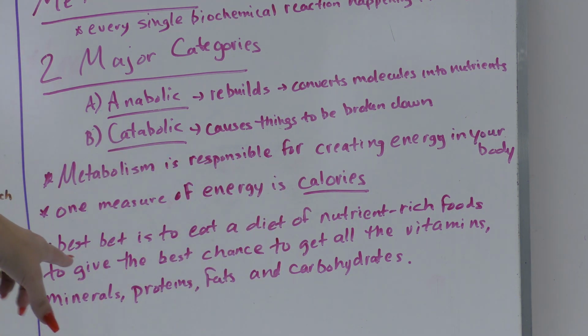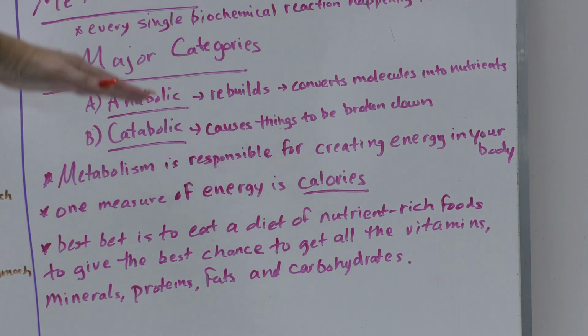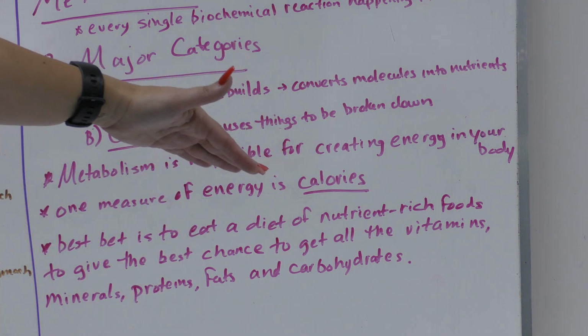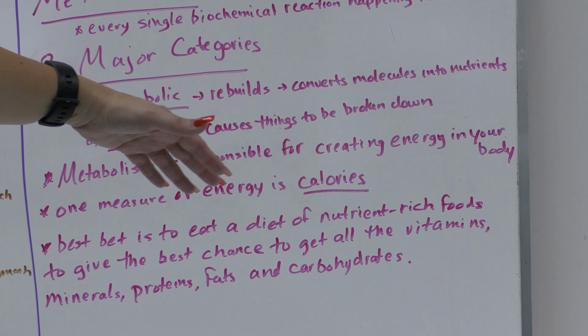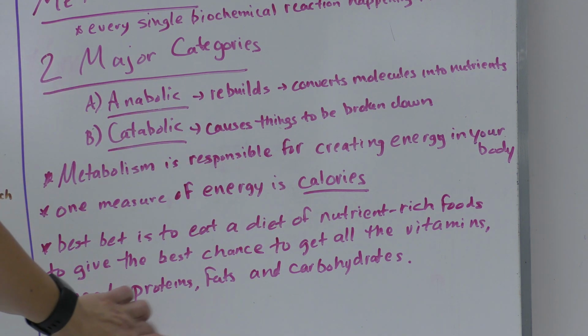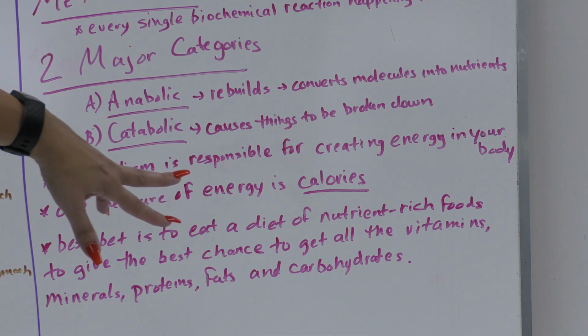Our best bet, if we want to keep our metabolism working well, is to eat a diet rich of these nutrient-rich foods that have a lot of potassium, chlorine, whatever you need. And they give us the best chance to get all the vitamins, minerals, proteins, fats, and carbohydrates in our diets.